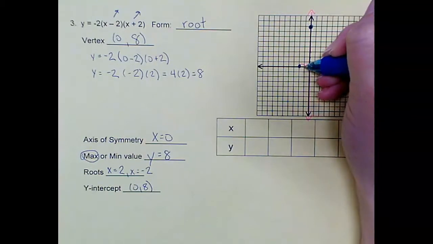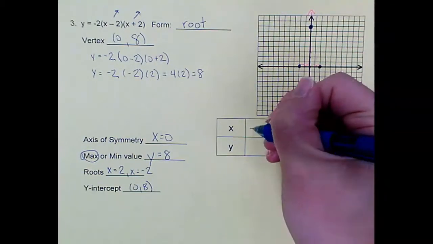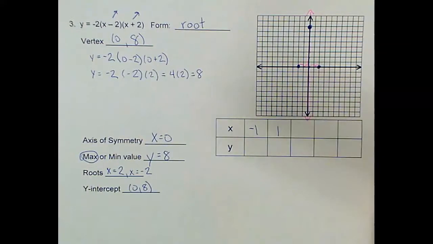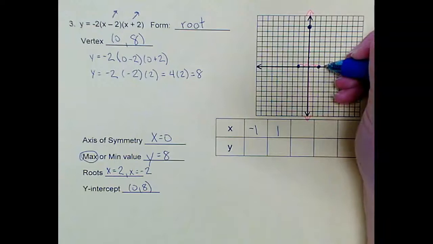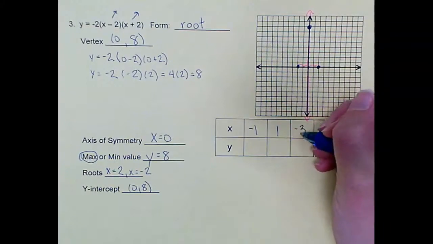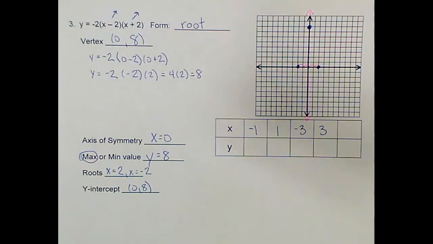Maybe it would be good to find the negative 1 and positive 1. Maybe it would be good to find when x is negative 3 and positive 3. That might be good too, because those are the next points out. So remember to substitute your x values into the formula, into the function, and find your y values. So go ahead and pause your video and try to find the corresponding y values and plot those 4 points.